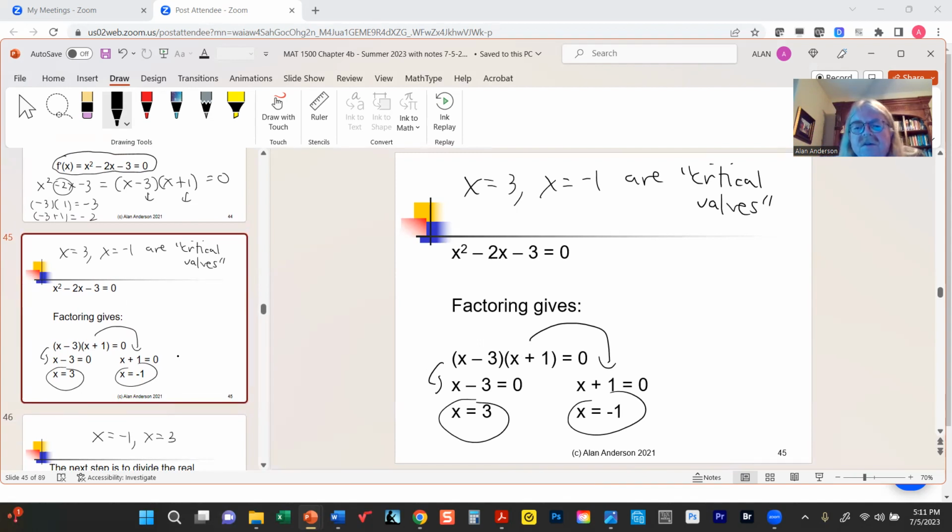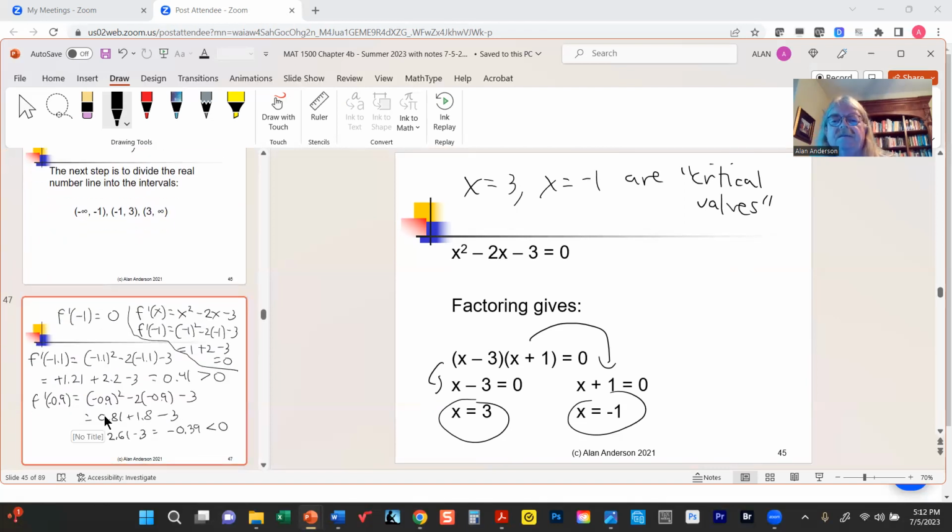So these 2 points that we just identified are called critical values. And those are candidate points that could potentially at least be maxima or minima. They don't have to be, but they could be. And so what we're going to do now is try to figure out which they are.